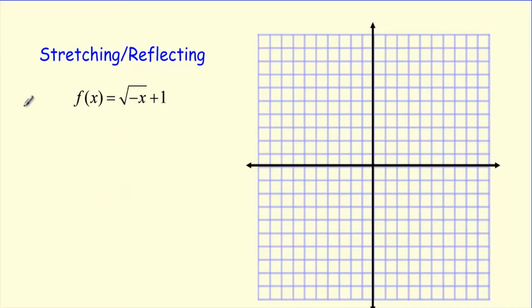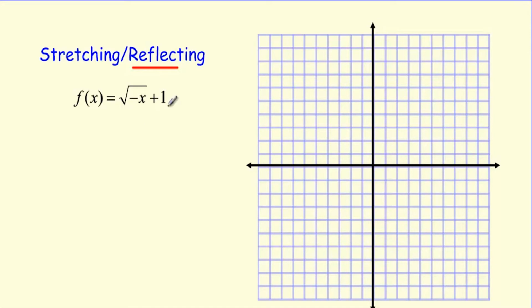Our next problem involves a negative on the inside. And if you remember, an inside is always a left and right motion. So this is a reflection in the left-right direction. So instead of counting toward the right, I'm actually going to have to count toward the left, and my half of my parabola is going to open toward the left instead of toward the right.